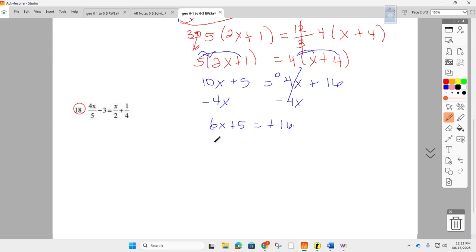And now, I'll be plus there. The plus side. 0 plus 16. Okay. So now we're going to subtract 5 from both sides. 6x equals 11. Divide both sides by 6. And that is our final answer.